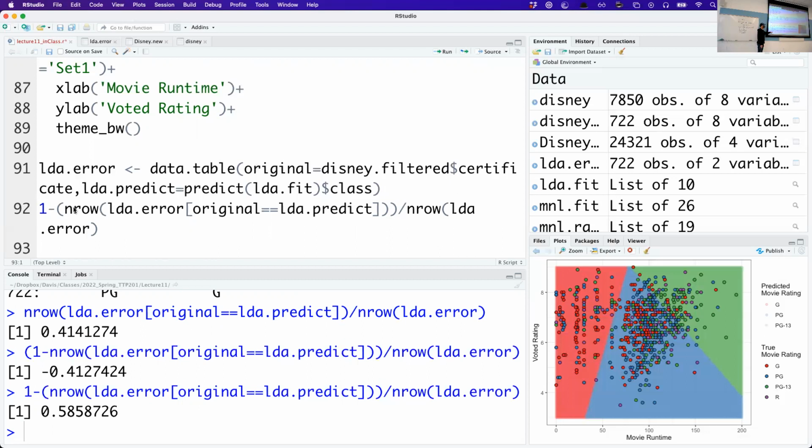So you'd have an error rate of 59% here. In other words, right, 59% of the time you would guess wrong. Is that good or is that bad? We could calculate the MNL one too. So let's look at the MNL.